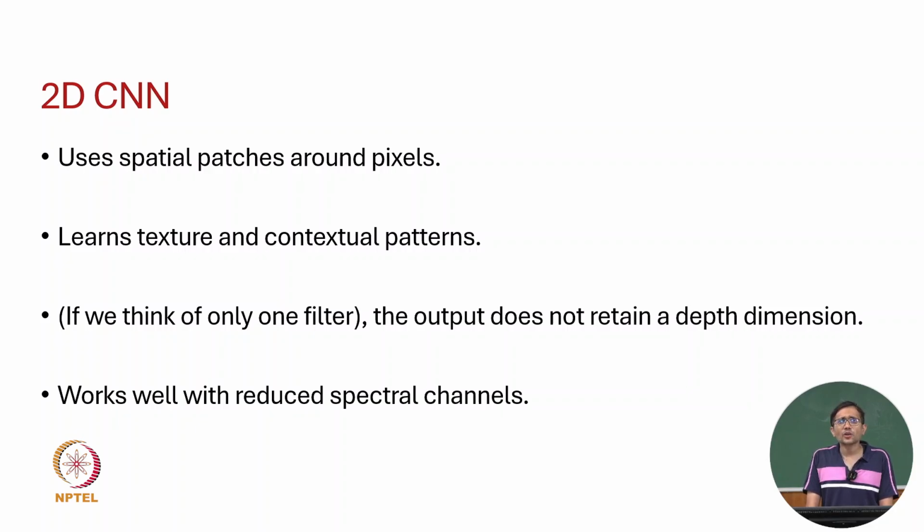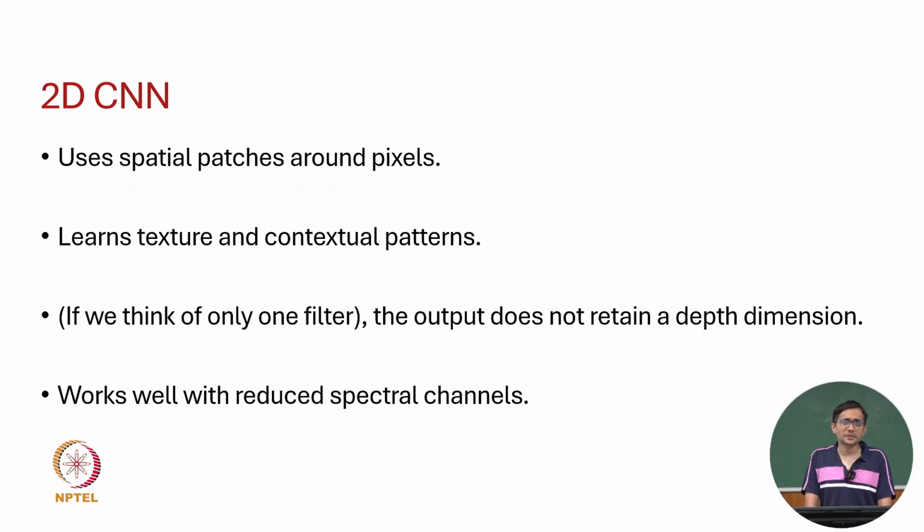This works, the 2D CNN, as we have already talked about, with respect to the RGB images, with respect to the multispectral images, 4-channel or 6-channel. So with these reduced spectral channels, 2D CNN works quite well. There is probably no need of thinking of another innovation or another variation on top of this. However, this is not the case for us.